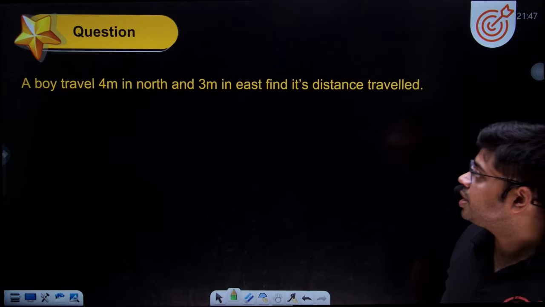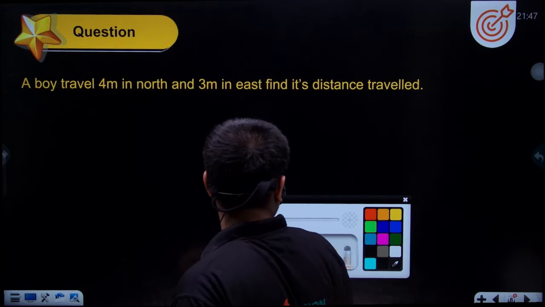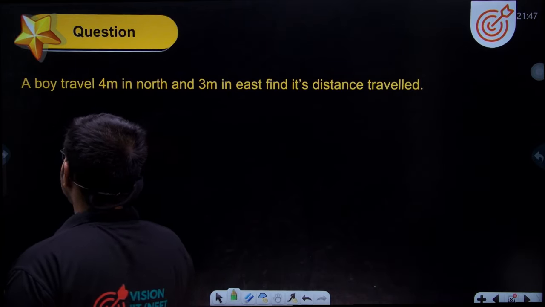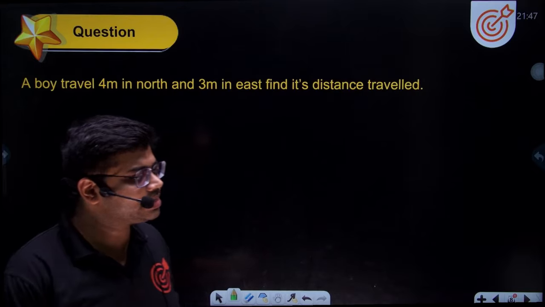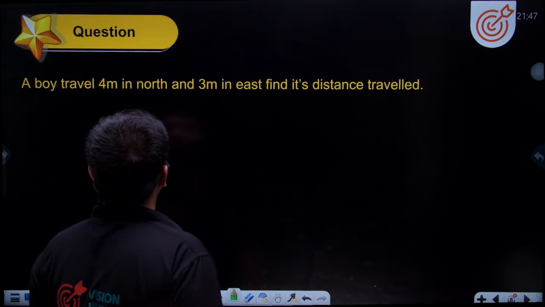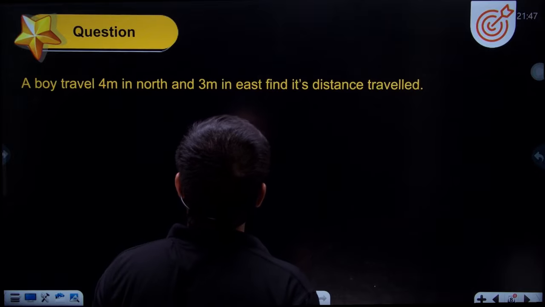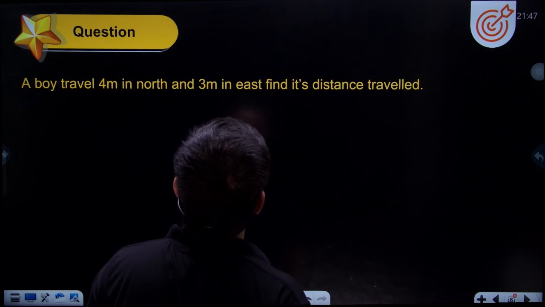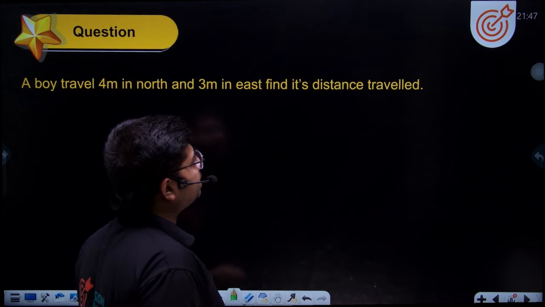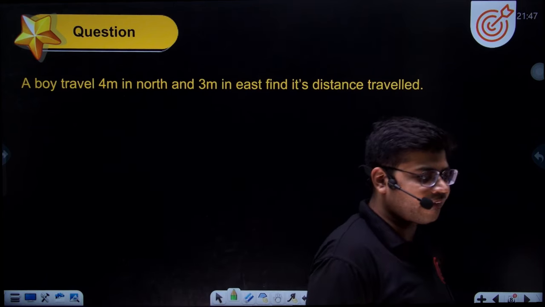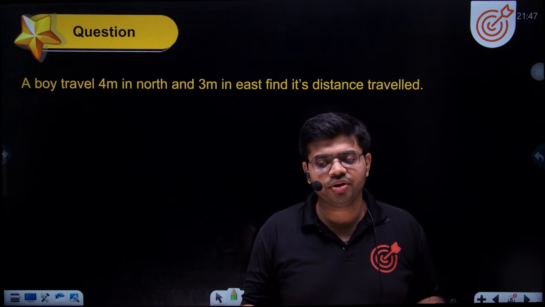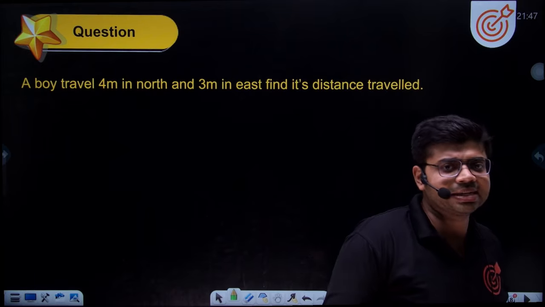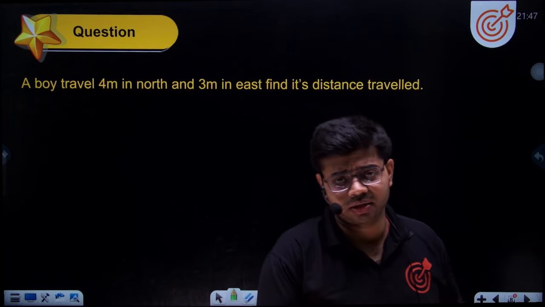Okay. Now let us solve a question. See what the question is talking about. It is saying a boy traveled 4 meters in the north and 3 meters in east. Find its distance traveled. So there we only want the distance. So what is the distance? Distance means what is the total length traveled.